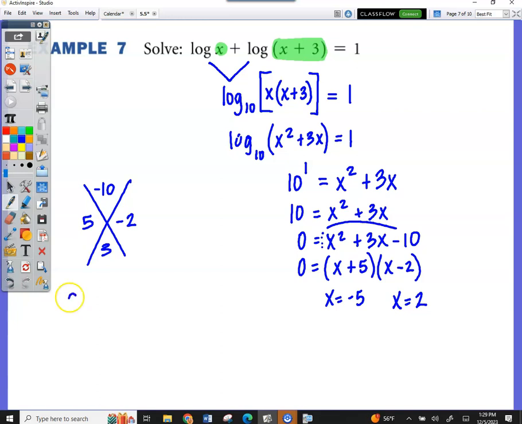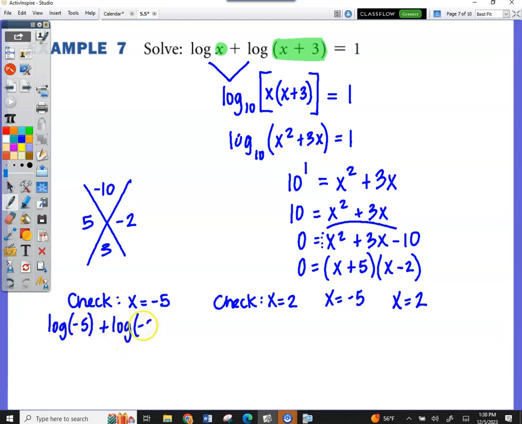So we're going to check x equals -5, and we're going to check x equals 2. How do you check it? You go back to the original, and you plug it in. We've got log of -5 plus log of -5 plus 3, and it has to equal 1.